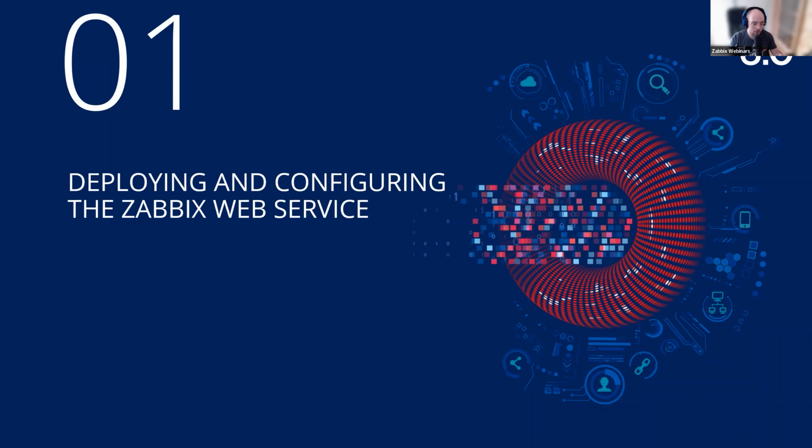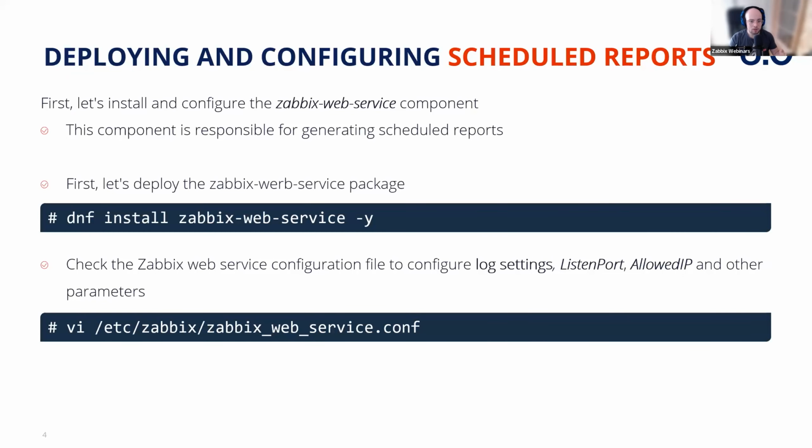So first things first, we're going to deploy and configure the Zabbix web service. First off, we need to install Zabbix web service. This is actually the reporting service. It's a relatively new package. Whenever we released reporting, right, we added it. It's called Zabbix web service, but it's actually the reporting service.